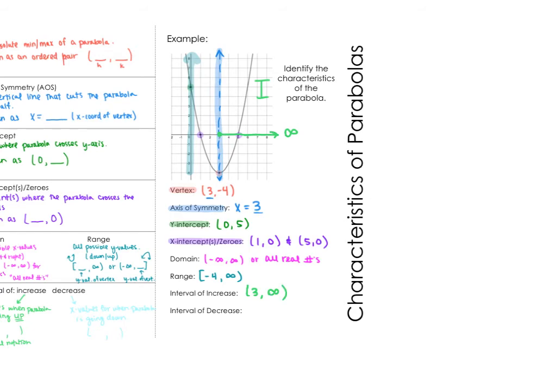The interval of decrease, well, it's decreasing on the left-hand side, which means it starts at negative infinity and decreases all the way until we get to the axis of symmetry, which is 3. So the number that you write in your interval of increase and decrease is going to be the same. You just need to figure out which side is increasing and which side is decreasing. The right side is increasing, so it starts from the axis of symmetry to infinity, and the left side is decreasing, which means it goes from negative infinity to 3.